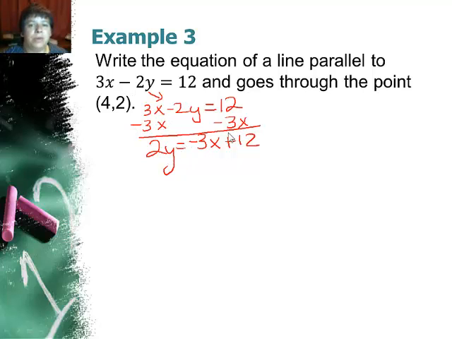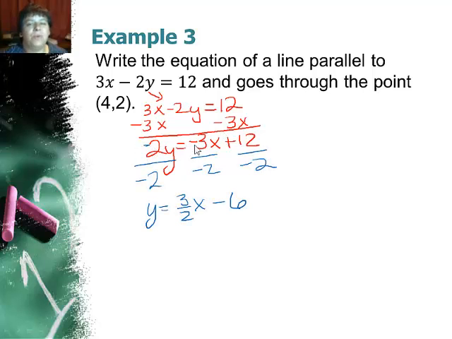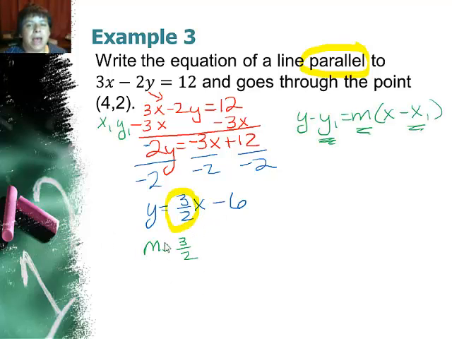I subtract 3x from both sides, and technically that's negative 2y equals negative 3x plus 12, but I just want y. So I divide everything by negative 2, and I get y equals 3/2 x minus 6. Because it's parallel, we're using the same slope. So m is 3/2. Now I also know this is x1 and that is y1.